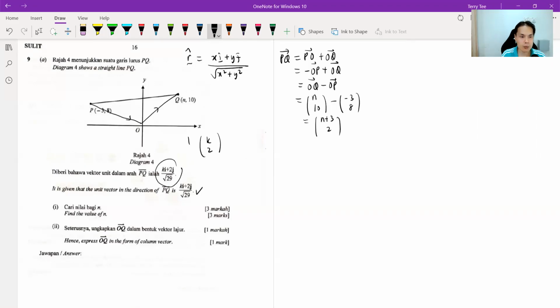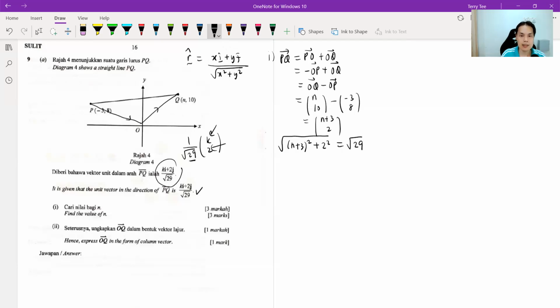Instead of dividing with 29, we write 1/2 square root 29. Now we can see your k is actually the same as n plus 3, and your 2 is the same as the 2 here, right? So we know the magnitude of this vector is square root 29. So perhaps we can find k first, then you find n, or we can straight away say that your n plus 3 square plus 2 square, which is the magnitude of PQ, is now square root 29.